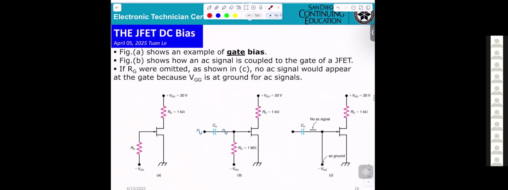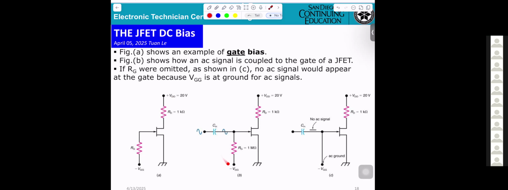Now, for the circuit shown here, you can see a negative voltage applied here, and that is VDD. This is a fixed bias. The thing is, they have a negative voltage applied. Basically, they need two power supplies: one will be a negative power supply, and one will be positive.